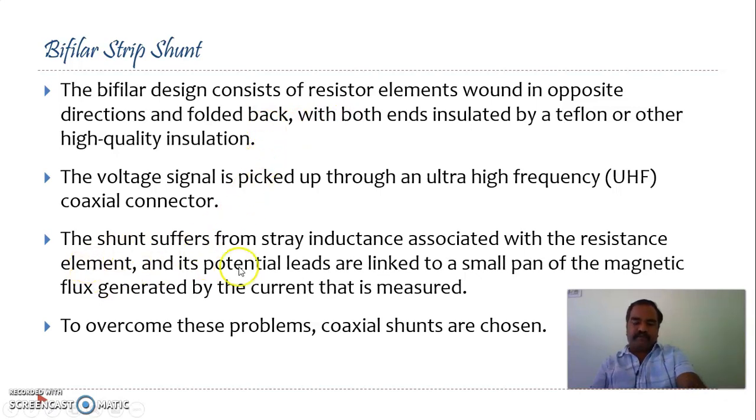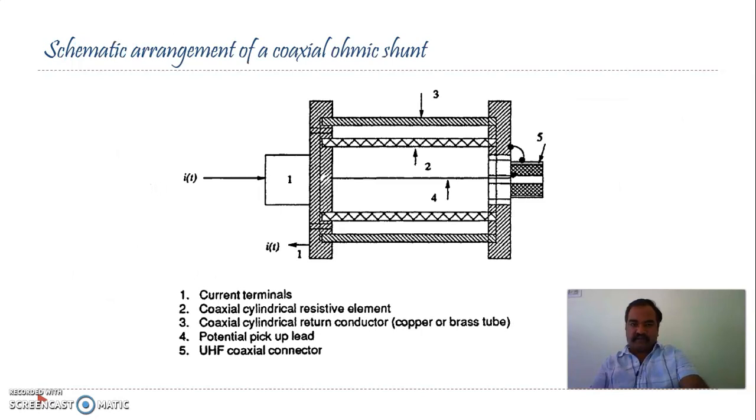Now, this particular design is very rarely employed because it suffers from a large value of stray inductance. So that's why to overcome this one, we are employing coaxial shunts. We will see now how a coaxial shunt will be. A coaxial shunt is just like you take two tubes. This is one tube, this is the other tube. Two tubes. Now, if you carefully see, this is nothing but a coaxial tubular design.